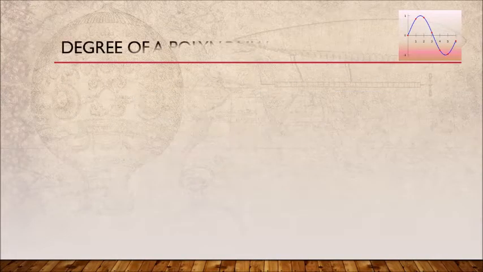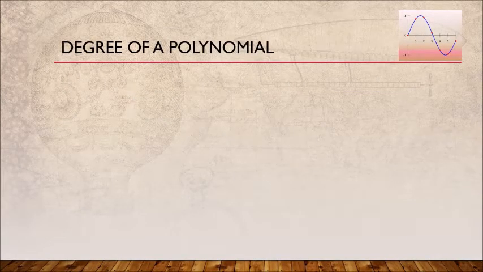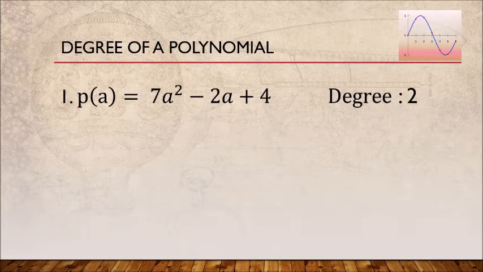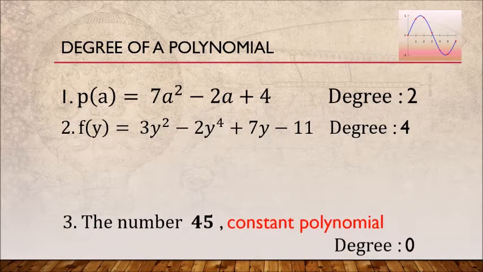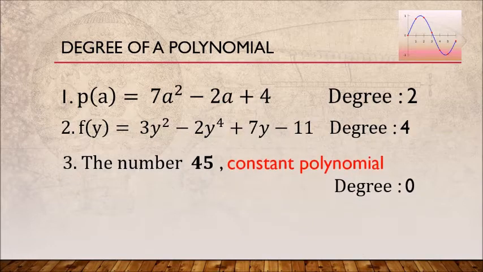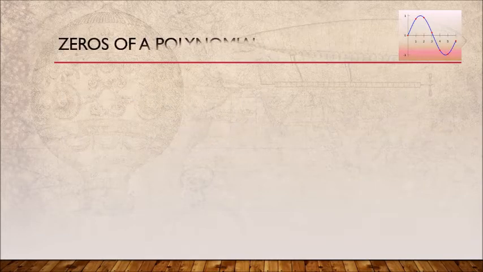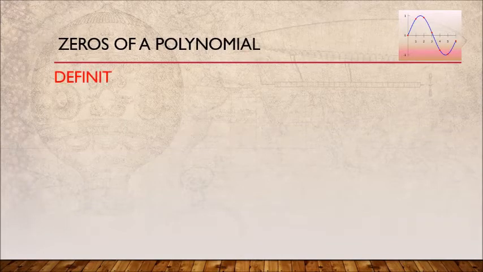Now let's quickly revise degree. Degree means the highest power of the variable which is present. So you can see here in the first case the highest power is 2, so its degree is 2. In the second case, the highest power of the variable y is 4, so its degree is 4. And as we have discussed earlier, the number minus 106 is a constant polynomial. What will be its degree? Its degree is 0.